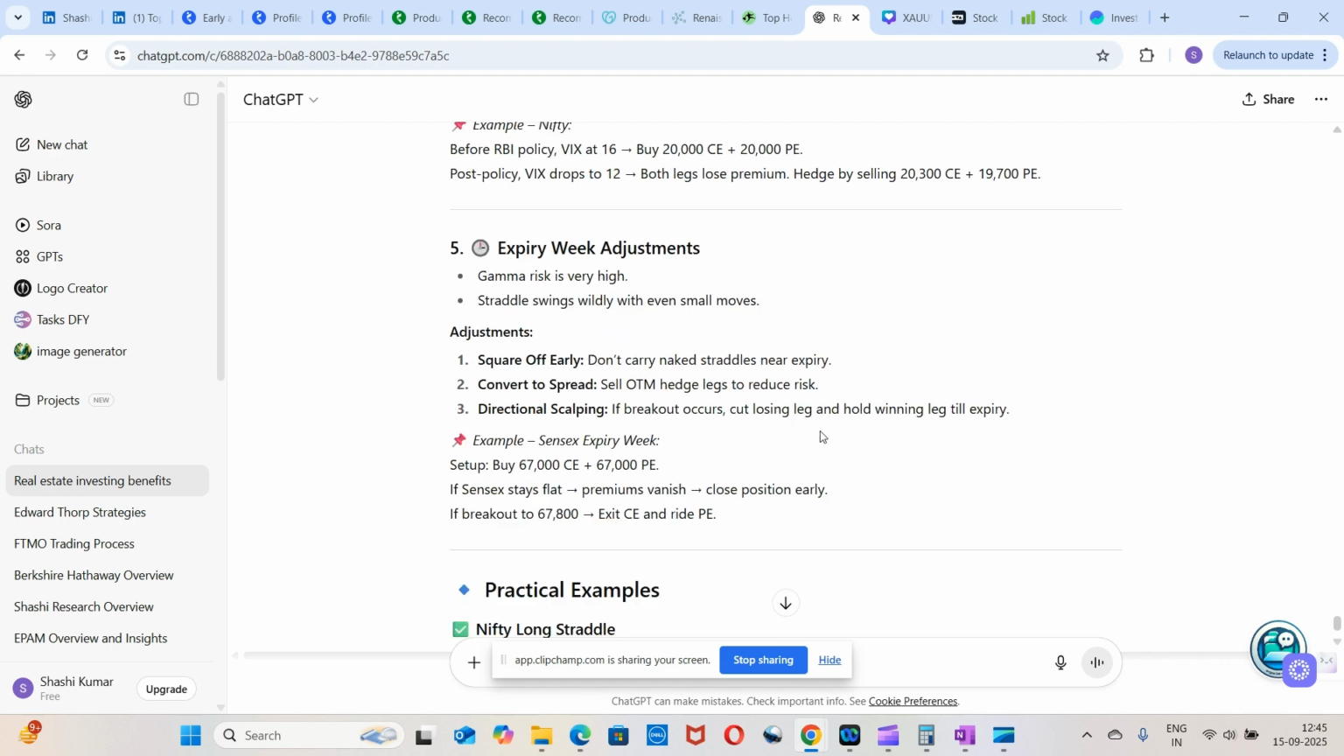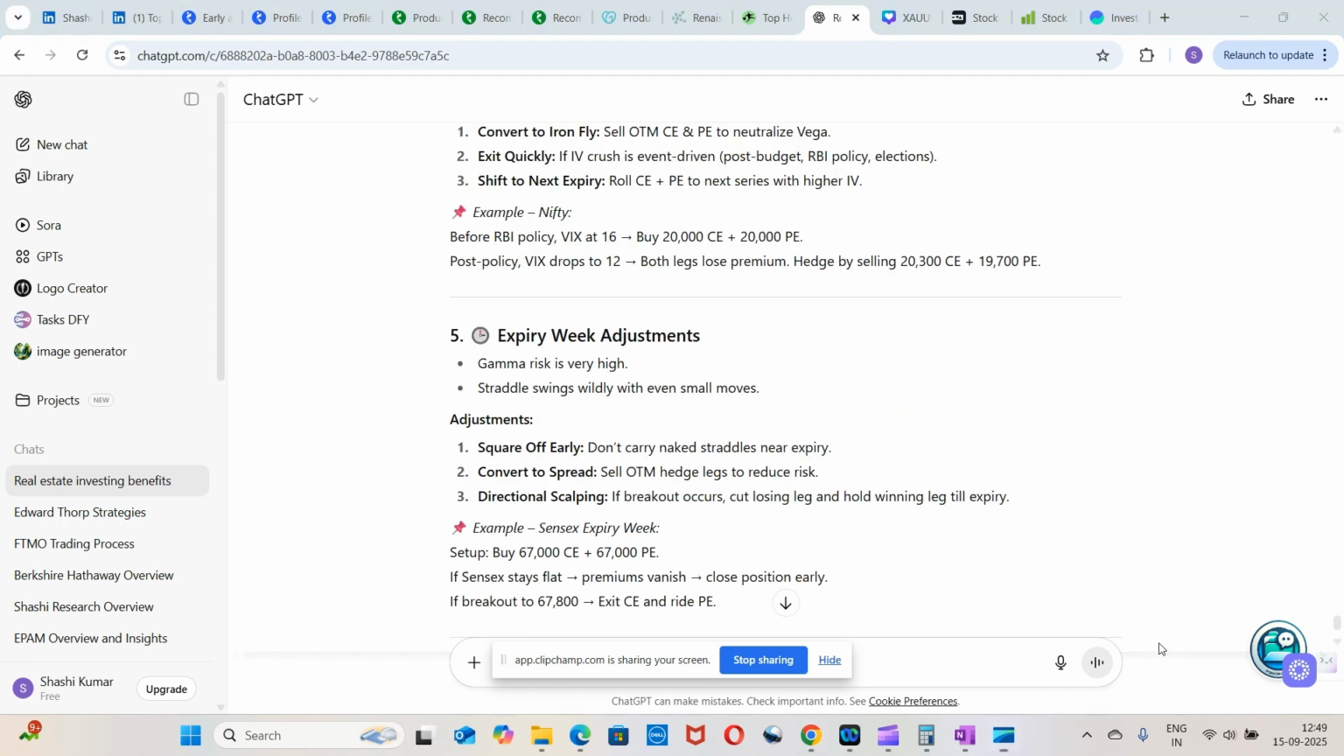Expiry week adjustment. Gamma risk is high here, and during the expiry week, theta decay is also very high. So the straddle will swing wildly. If there is a big move, gamma will give you a lot of profit, and the premiums will go very high, with wild swings even for small moves. At the same time, especially during the last hours of the expiry, theta decay will also be very high.